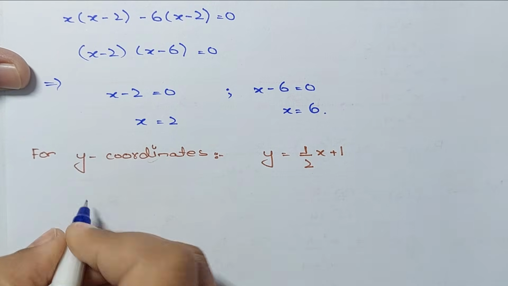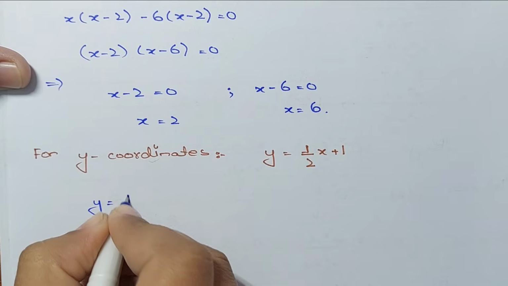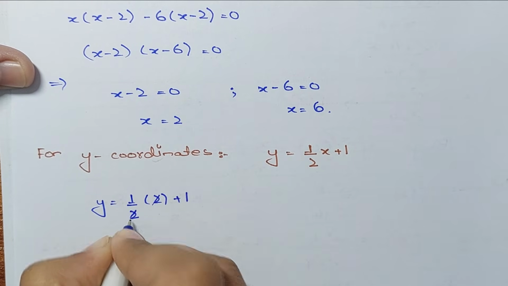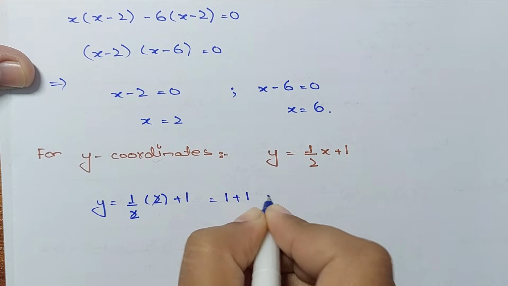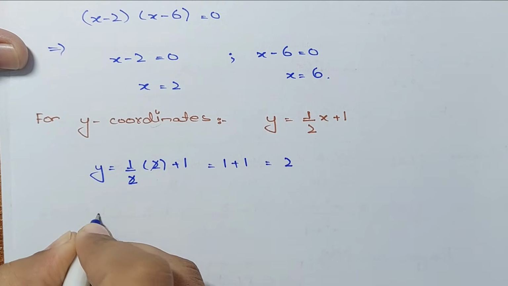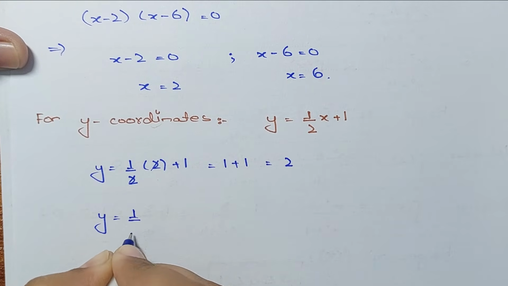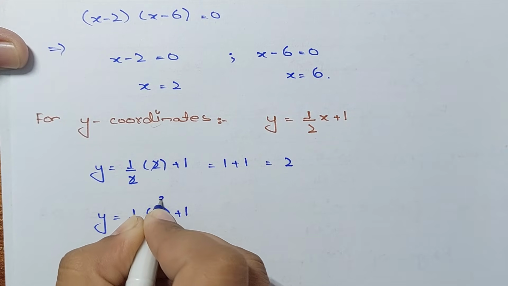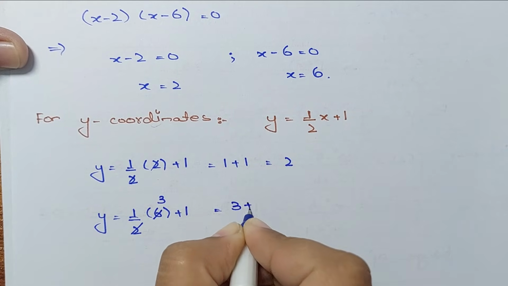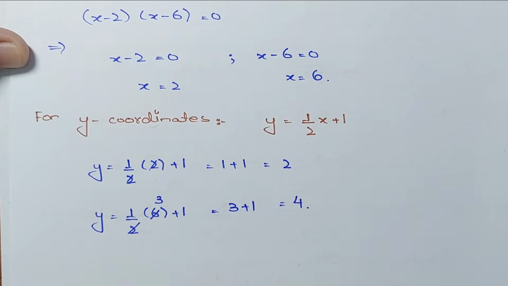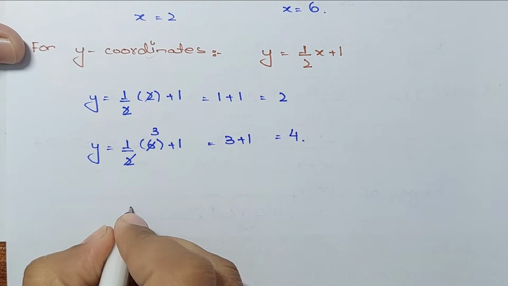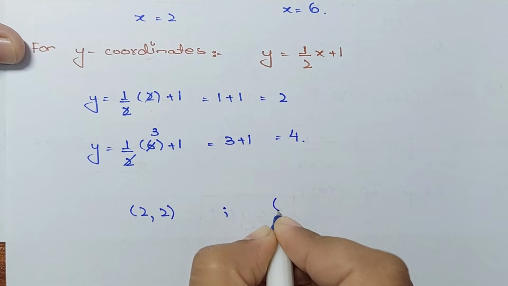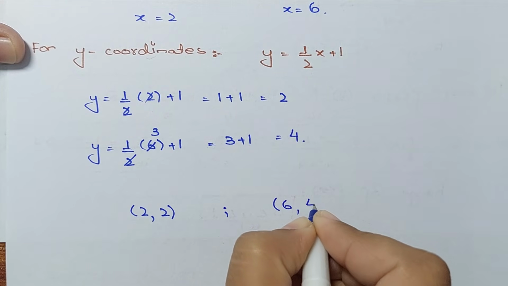Okay. Now for the first one, y equals half, the x value is 2, plus 1. So 2 cancels with 2, so 1 plus 1 equals 2. The other one is y equals half, the x value is 6, plus 1. Half of 6 is 3, and we have 3 plus 1, which equals 4. Okay, now the coordinates are: when x is 2, y is also 2. When x is 6, y is 4.